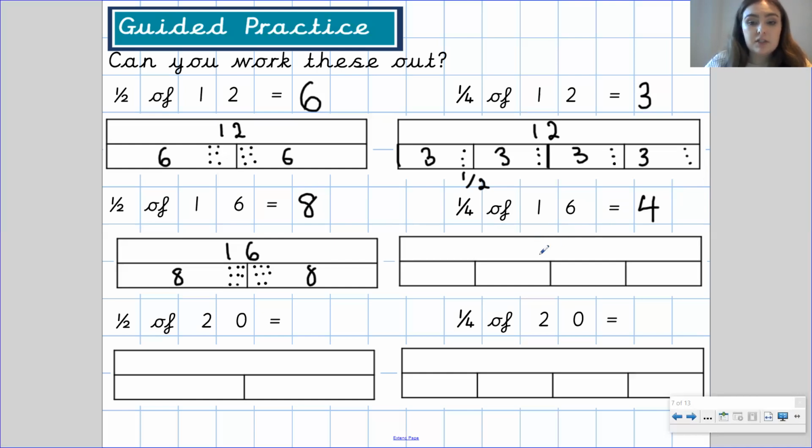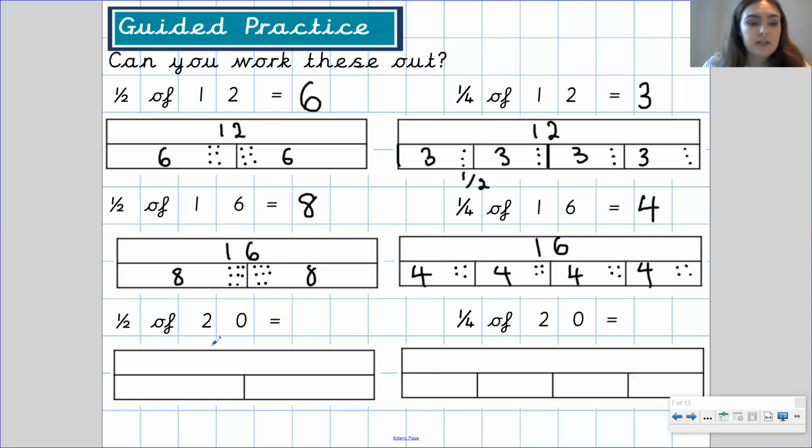But let's double check just to make sure that we're correct. So we need to share 16 into 4 groups. So we would go 1, 2, 3, 4, 5, 6, 7, 8, 9, 10, 11, 12, 13, 14, 15, 16. So a quarter of 16 is 4. And remember, to find a quarter, we halve and halve again.